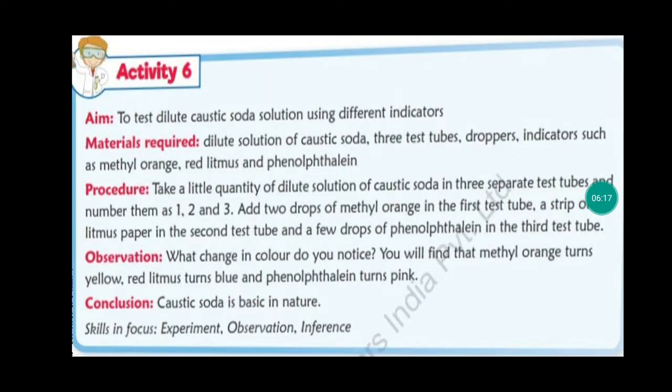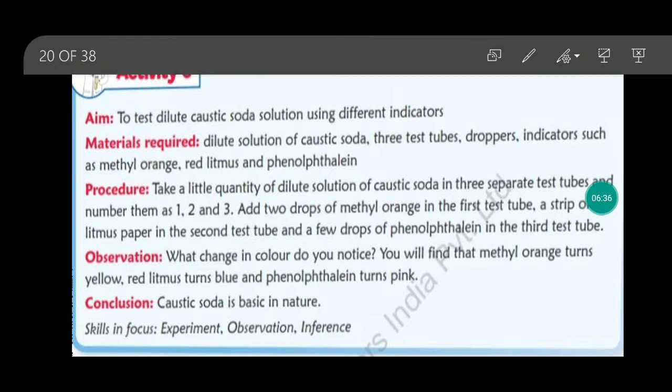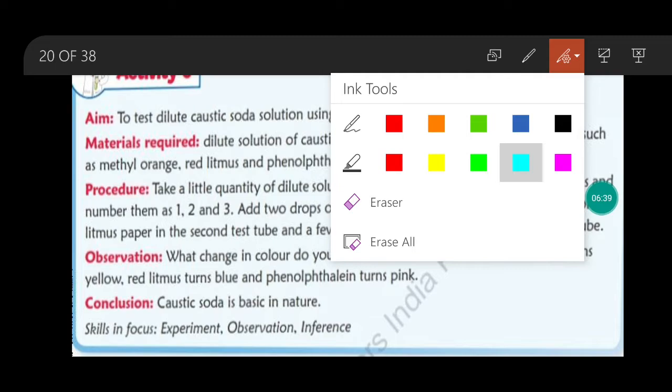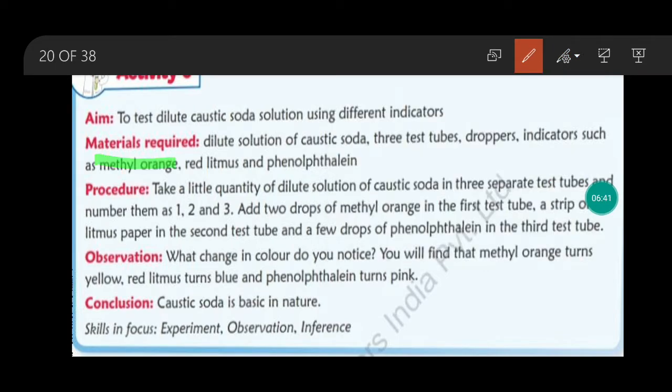So let us perform another activity, activity number 6, to test dilute caustic soda solution using different indicators. The materials we require are a dilute solution of caustic soda, 3 test tubes, and drop indicators such as methyl orange, litmus and phenolphthalein. So we have taken the 3 indicators: methyl orange, red litmus and phenolphthalein, and the dilute solution of caustic soda.